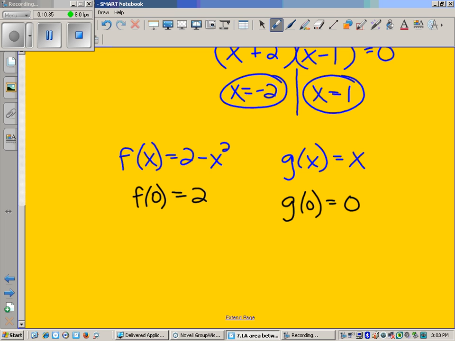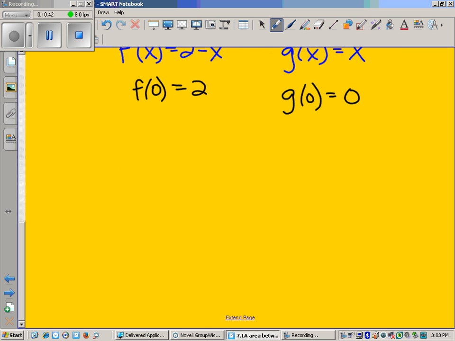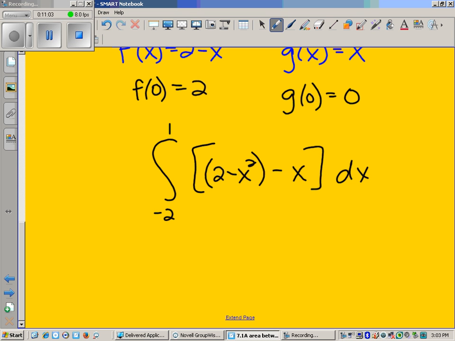f, right? So that means in the interval from negative 2 to 1, no matter what number you pick, f should always be above g. So when I go to find the area in between my two curves, I'm integrating from where to where? Negative 2 to 1, right? Of my top function, which was f, 2 minus x squared, minus g. Okay. All right, let's integrate it.